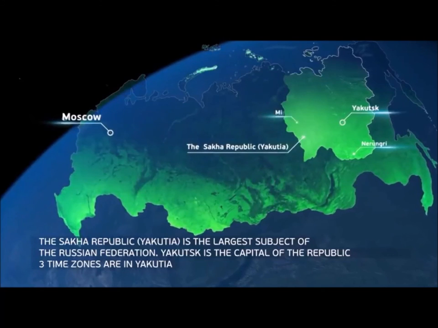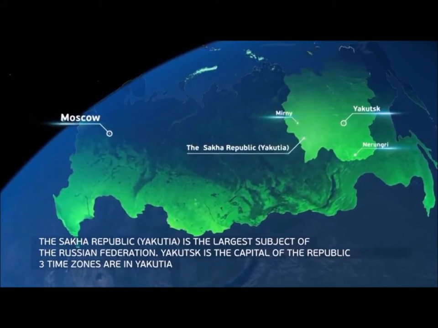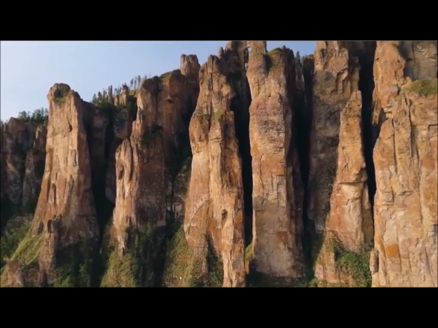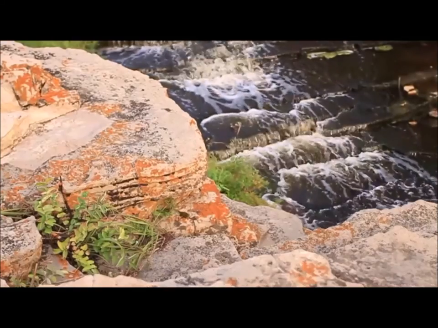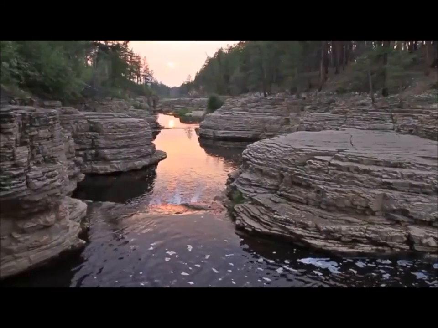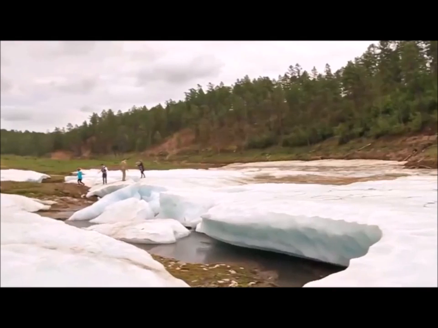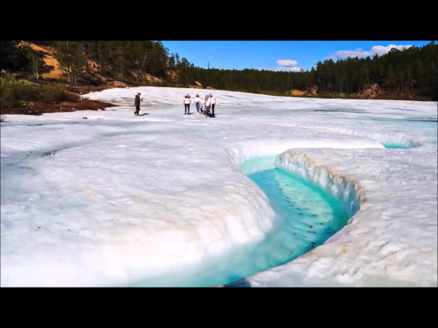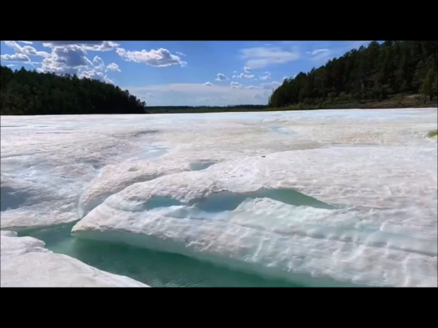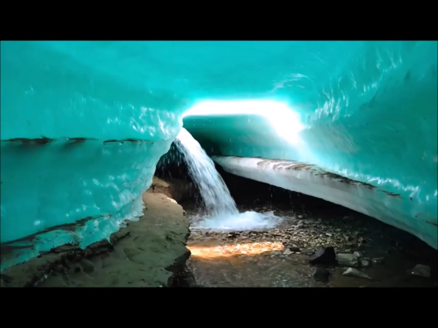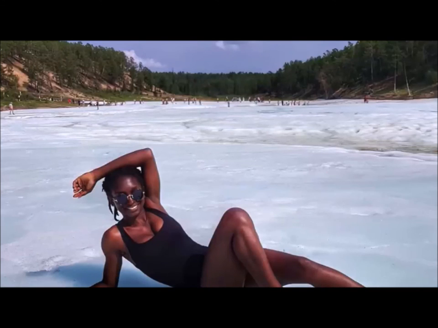Yakutia is one of the expensive regions in Russia and it's also one of the richest regions in the world in terms of natural resources. One of the hidden gems of Yakutia is the Blues Glacier. The Blues Glacier is surrounded by pristine pine forest and lush green meadows. The ice doesn't melt even during exceptionally hot summers. So it's a fantastic place to be during the hot summer days.